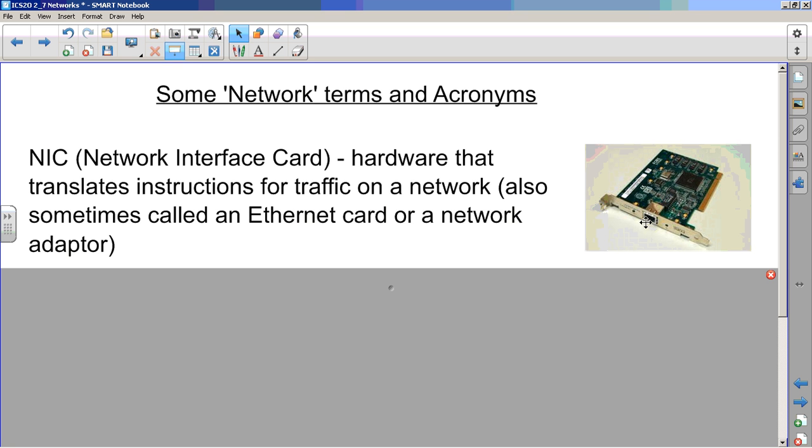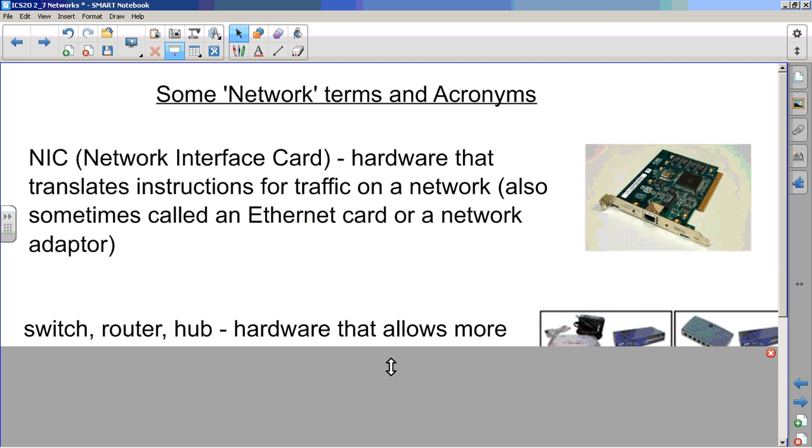And we know that it's a network interface card rather than some other expansion card because it's the one that looks like the phone line can be hooked in it. That blue cable goes in the back. That's the internet card or the interface card. Also sometimes called an Ethernet card or a network adapter. All those things kind of mean the same thing, and it's that thing right there. Okay.